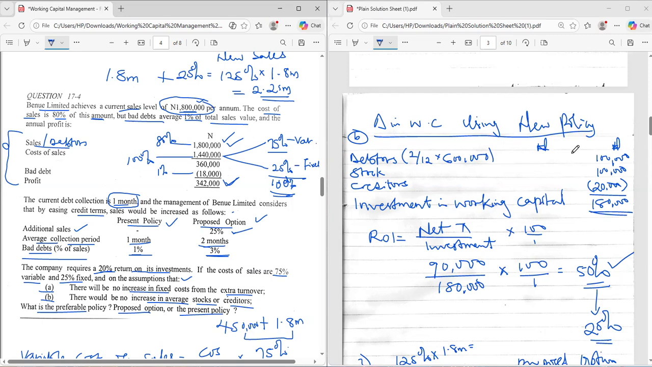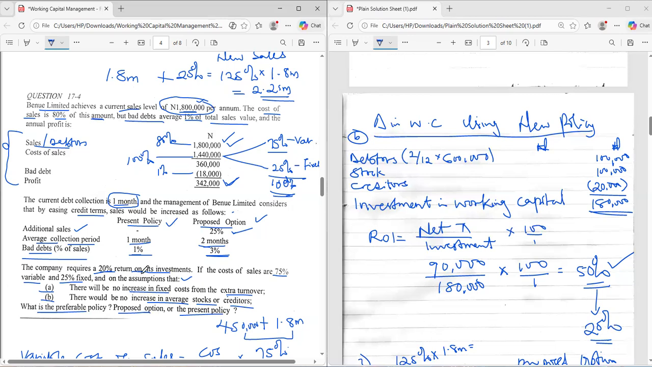Now, in this question that we solved here, when we got our investment in working capital, which is 180,000, we have to say net profit divided by the investment times 100/1, just to show if this particular new policy is viable or not. Is that what we did? Yes, sir, that's what we did. So when we did it, we realized that this new policy will give us 50%. We compared it with the 20% that was given to us as the benchmark.